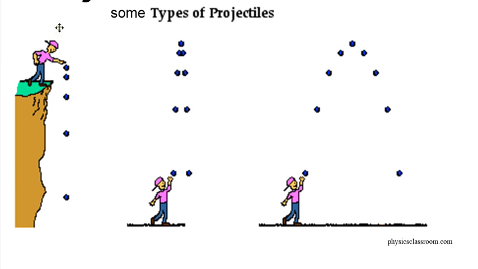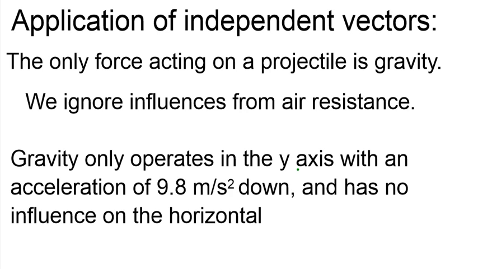In the first example over here on the left, we have an object that is just dropped, and this is usually what we call a free fall, so it's only going straight down. In the example in the center, the object is thrown upwards and then comes back down. And in the last example, it is thrown at an angle, and you can see more of the trajectory. These are all different types of projectiles.